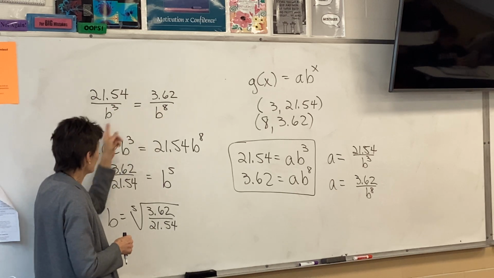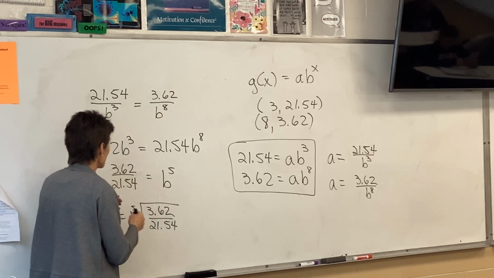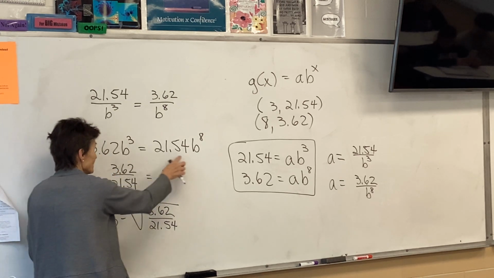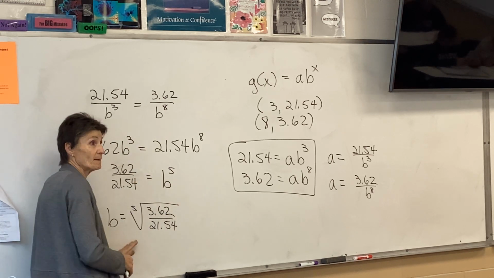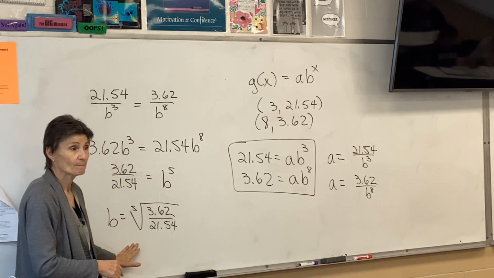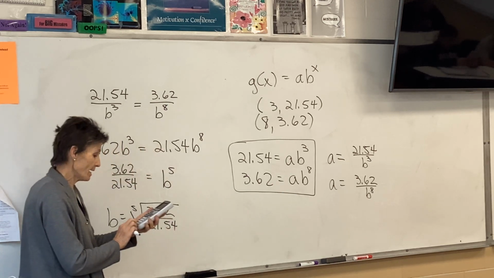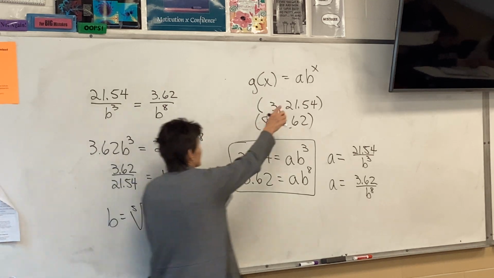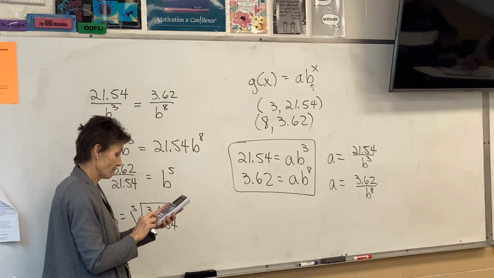And then I cross multiply. And then I move some things around. So I divided this over to the other side and divided the b cubed over to this side. Ended up with this, which in a minute I'm going to take the 5th root of. And hopefully when I do that, I will get the same b value right here that you got when you did the regression.